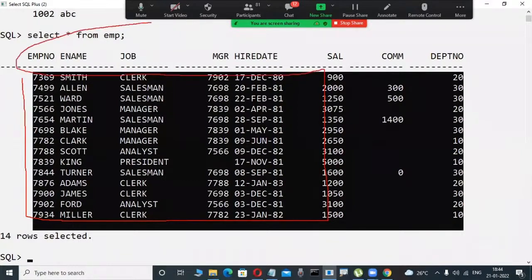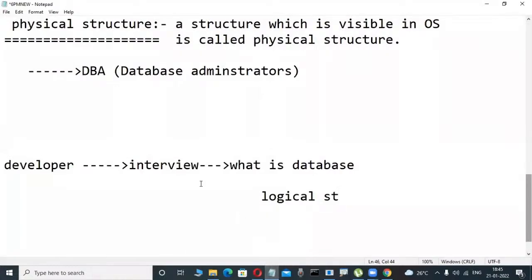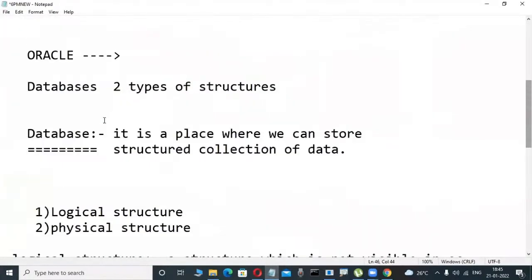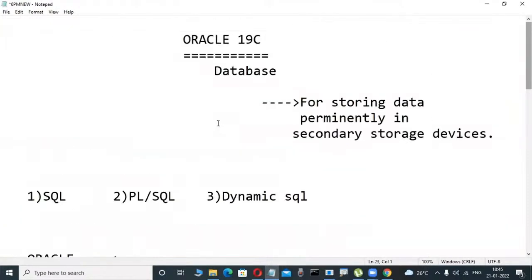Maybe a database is a place that stores a structured collection of data, because on the relational database side we are learning the logical side only. That's why in books, or when we type what is a database in Google, two definitions are there, but most developers write that it is a place where we can store a structured collection of data. Understood?